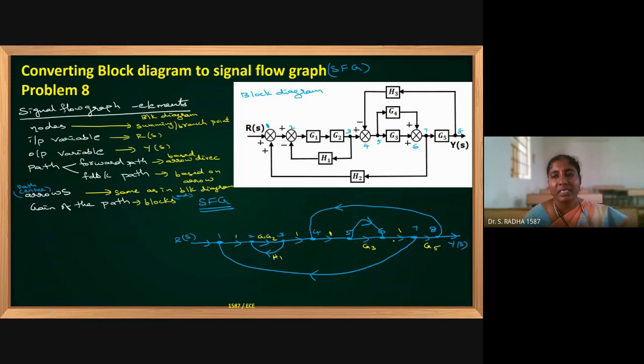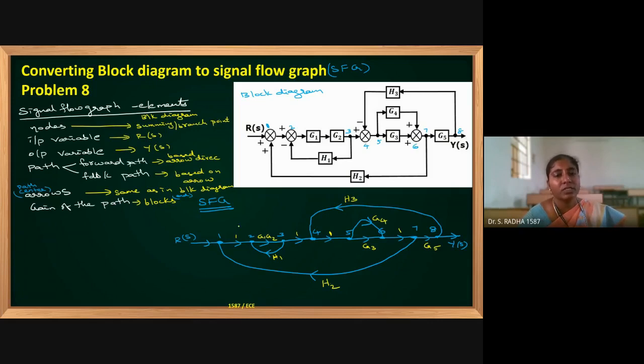Between 5 and 6, forward direction, G4 is there, I will write G4. Between 8 and 4, H3 is present, that is the gain of the feedback path. Between 7 and 1, H2 is there, this is the gain of the feedback path.